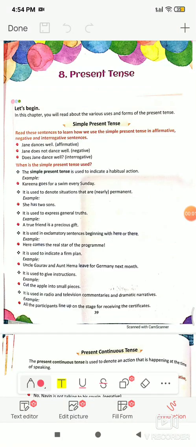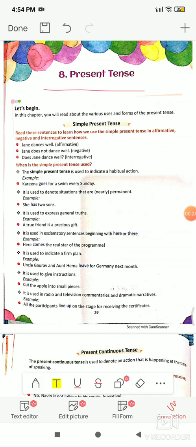Hello, my dear students. Today we will be doing chapter number 8, present tense, right? So, let us begin with this chapter. See, simple present tense. In any tense, we have four types. Let us take the example of present tense and find out what the four types are first of all.